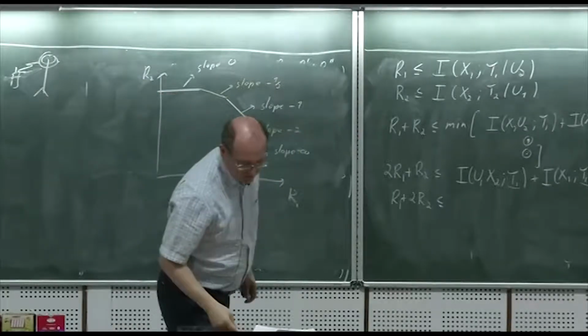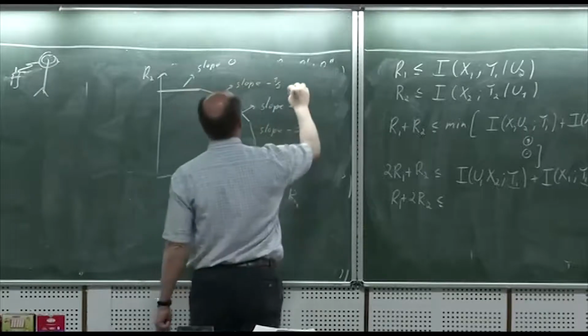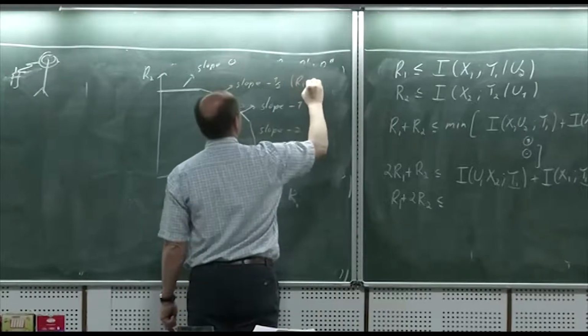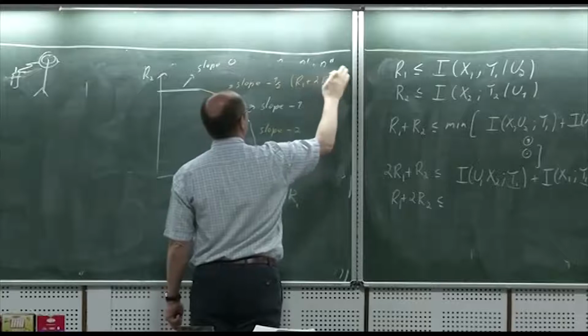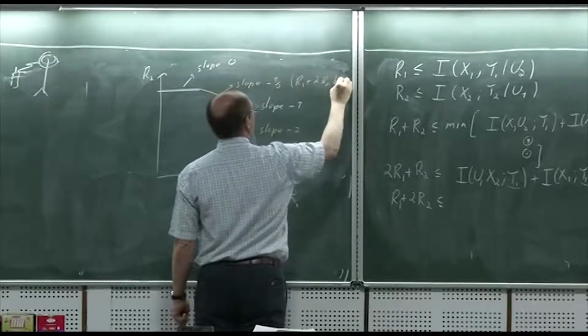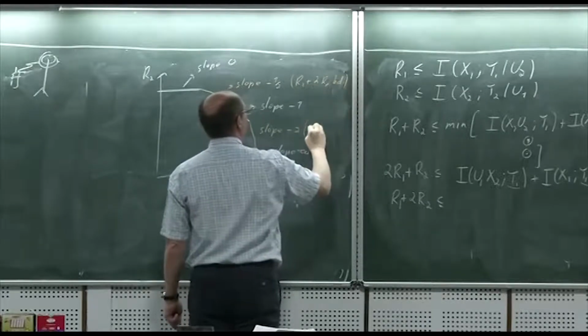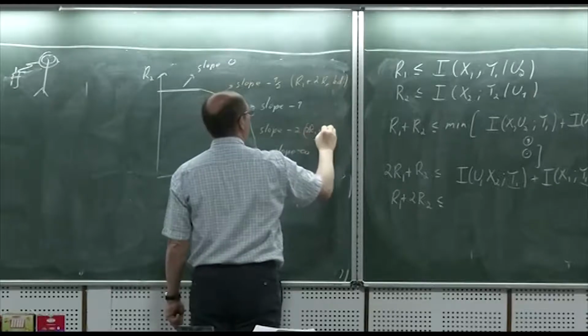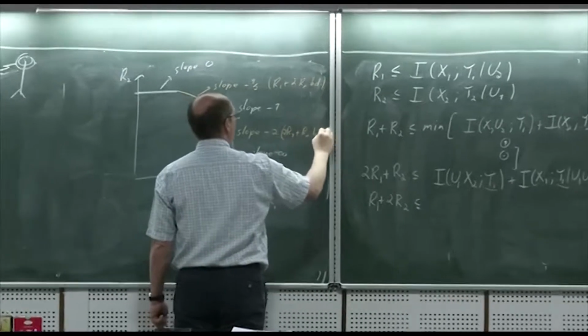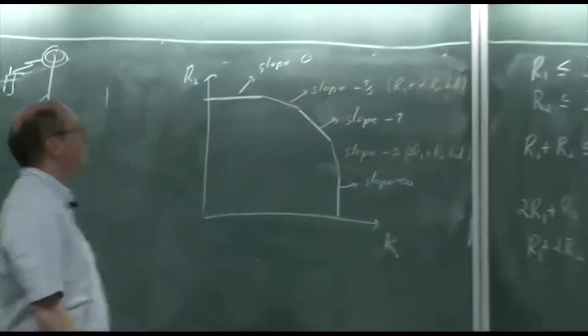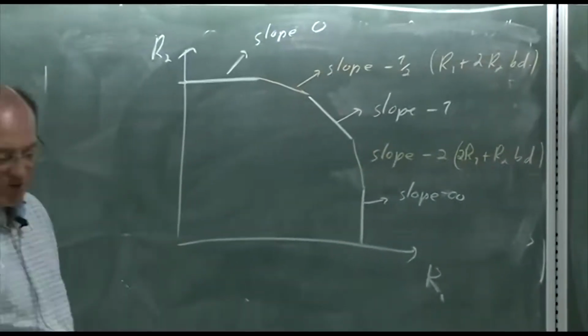And just to make sure I get them, this is the R1 plus 2R2 bound. And this here is the R2 R1 plus R2 bound. Okay, so that's the general form of the Han-Kobayashi region.